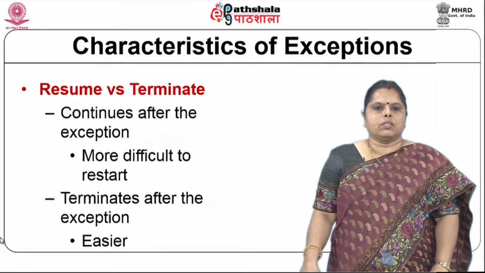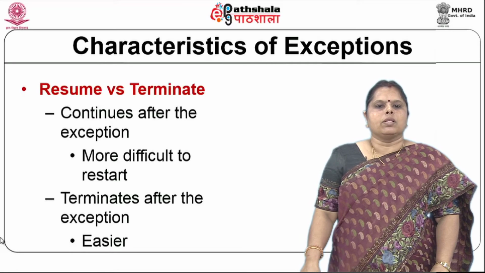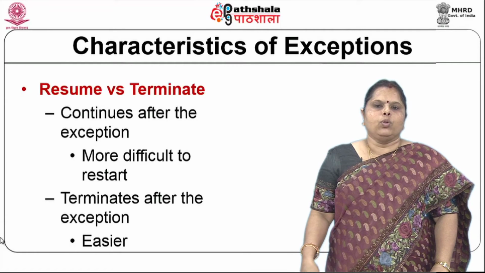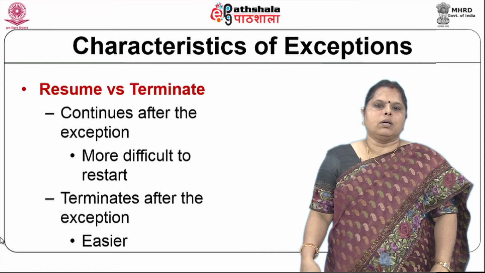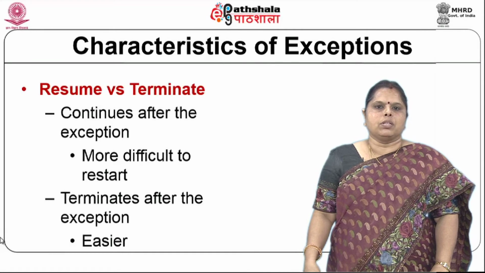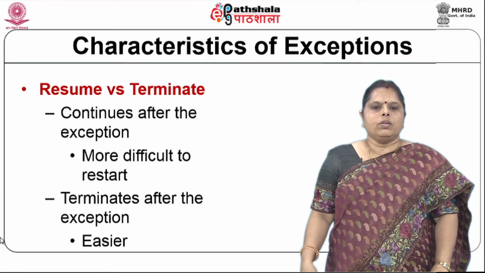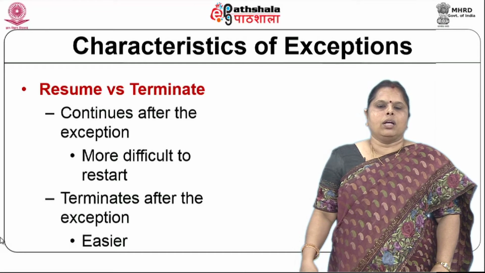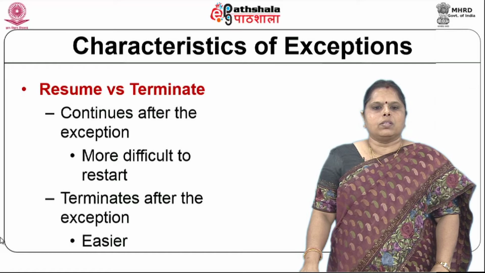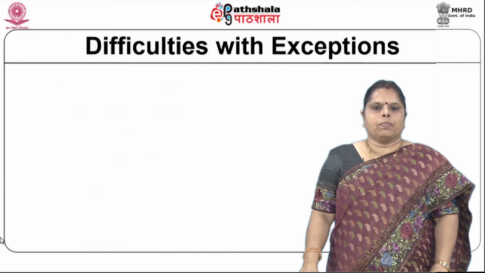Another characteristic of an exception is whether it is a resumable exception or a terminating exception. A resumable exception is one where we have to handle the exception and then get back to the program, so you should be able to resume the program. Whereas a terminating exception is one which has caused some damage and is catastrophic, so you cannot continue with the program and you will have to terminate it. Obviously, terminating the program is easier, so handling terminating exceptions is not difficult, it is easy. Whereas for a resumable exception, because you will have to continue after the exception, it becomes more difficult to restart.